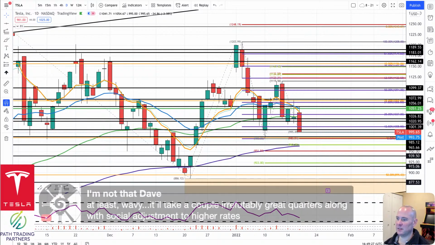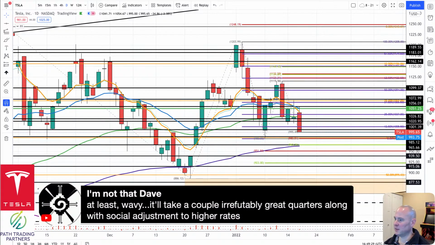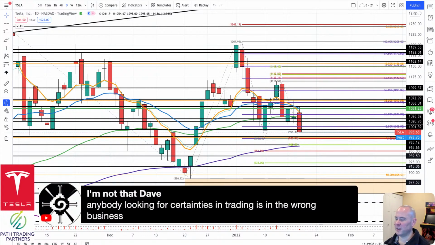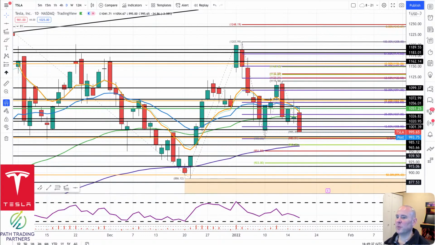Let's see. At least maybe I'll take a couple of few great quarters along with social adjustments to higher rates. Anybody looking for certainties in trading is in the wrong business. There's only one certainty in trading: you will take losses and you will take stops. If you don't take losses or stops, then the market longer term will take the losses and stops for you. It's called margin calls and forced liquidation.